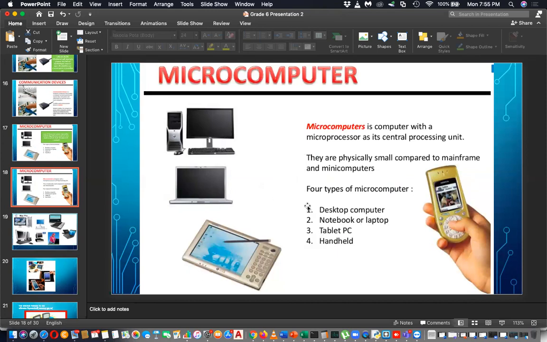Right? Microcomputers. But large companies like Google and YouTube cannot provide their service using microcomputers. They are using something called supercomputers, mainframes. They are using large computers called supercomputers and mainframes. Yes?